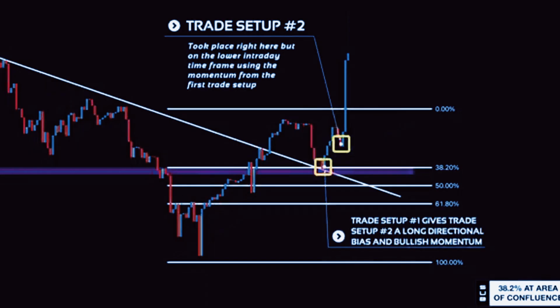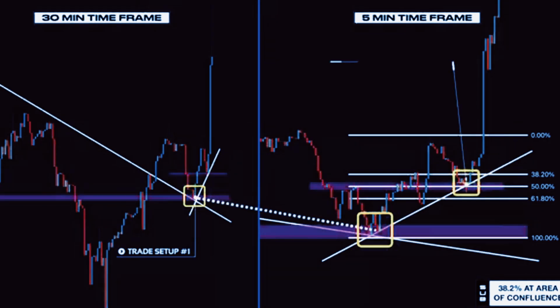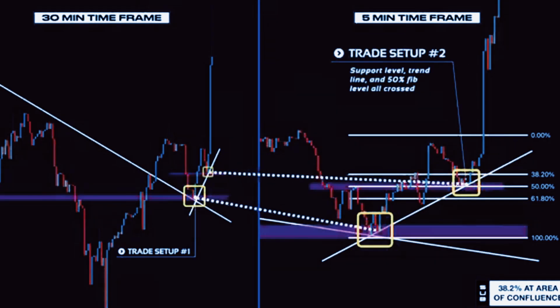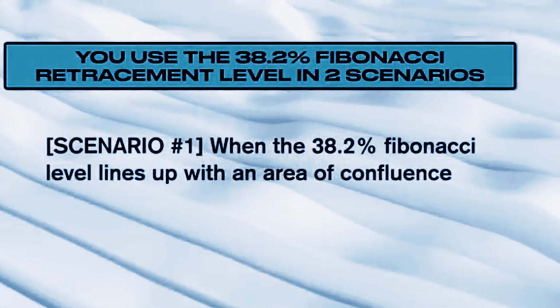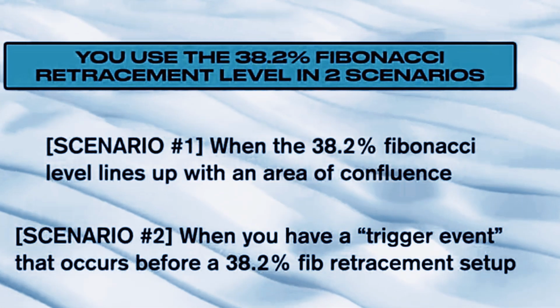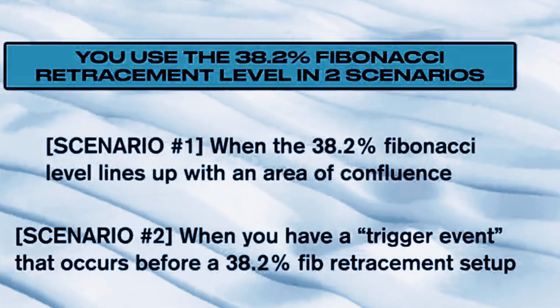So let's pull up the lower intraday time frame and put it beside this one. On the left is the 30-minute time frame we just looked at, and on the right is the 5-minute time frame. This here, where the trade setup we just identified was, is this same area here on the lower 5-minute time frame. Now, your second entry point was right here, where the support level, trend line, and 50% Fib level all crossed, which presented another long trade setup. Let's now move on to the second scenario for when you would use the 38.2% Fib level. When you have a trigger event that occurs before a 38.2% Fibonacci retracement setup.